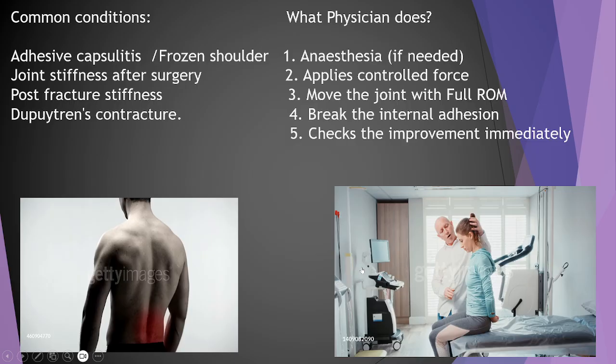So, what is Dupuytren contracture? It is a hand deformity in which the fingers, most commonly the ring finger and the little finger, bend towards the palm and cannot fully straighten. So, these are the common conditions for manipulation.